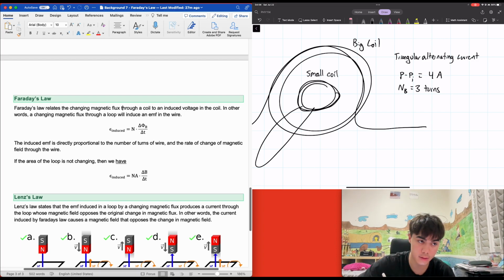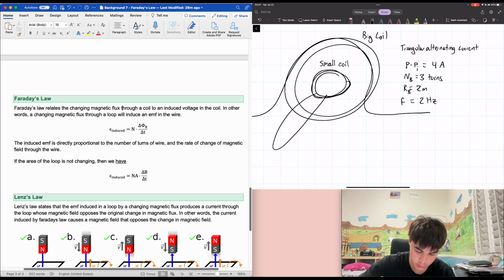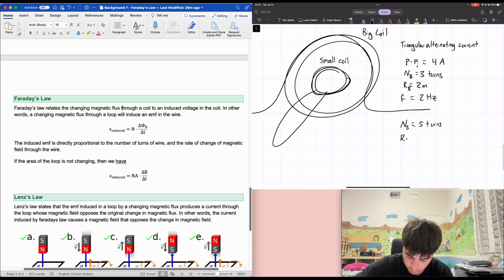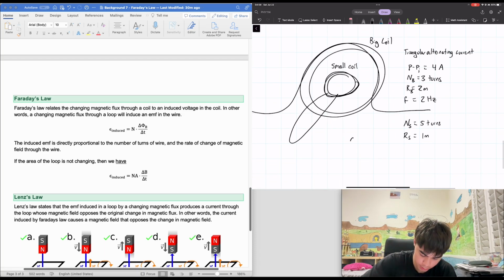The radius of the big coil is 2 meters. The frequency of the alternating current is 2 Hertz. We also know that the number of turns for the smaller coil is 5 turns, and the radius of the smaller coil is 1 meter. Our goal is to find the EMF induced within the small coil. Now, how do we do this?